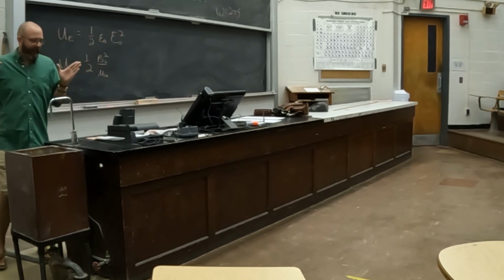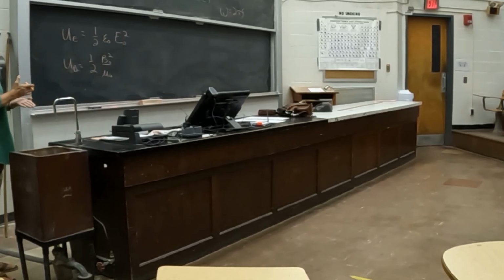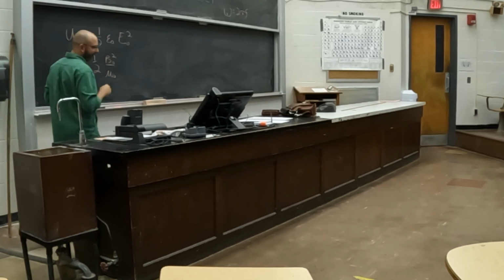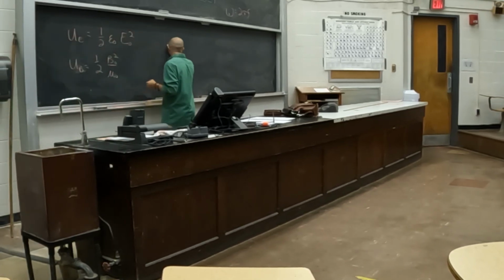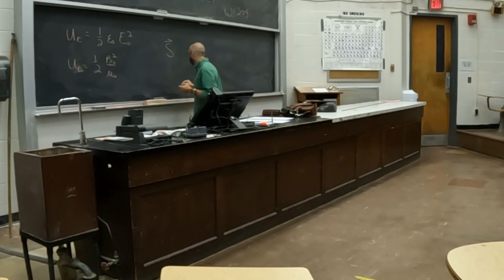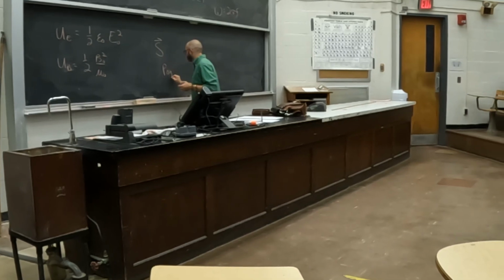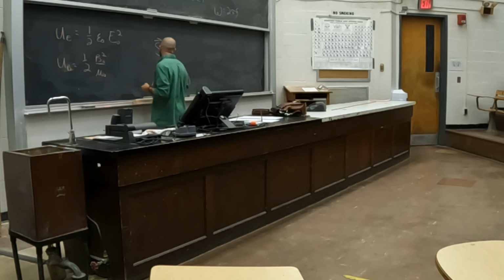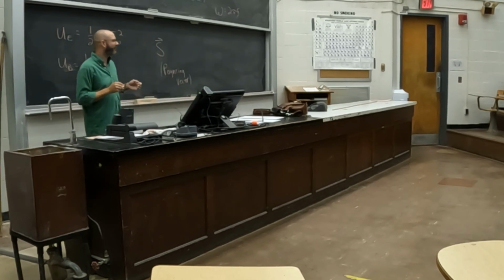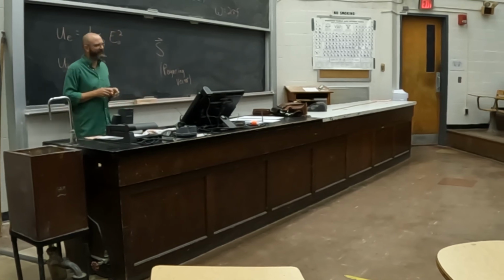Okay. Now, let me introduce you to one more mathematical construct here, which turns out to be important. It's called the Poynting vector. I believe Poynting's first name was John, which is why this has an S. I believe that's the truth.